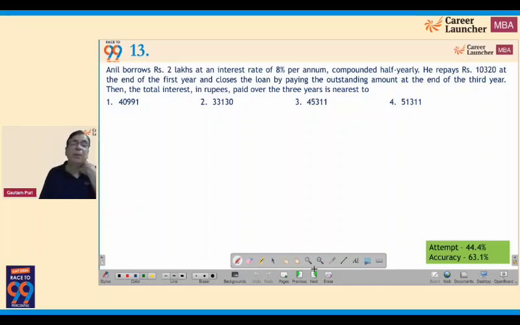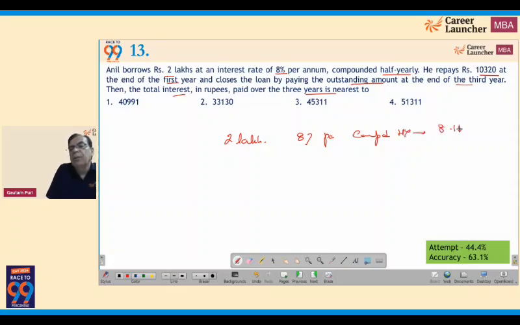My favorite question of this paper. Anil borrows 2 lakh rupees at an interest of 8% per annum compounded half yearly. If he repays 10,320 at the end of first year and closes the loan by paying the outstanding amount at the end of third year, total interest in rupees paid over 3 years is equal to what? Okay. Now 2 lakh rupees, 8% per annum compounded half yearly, which implies 8.16% per year.